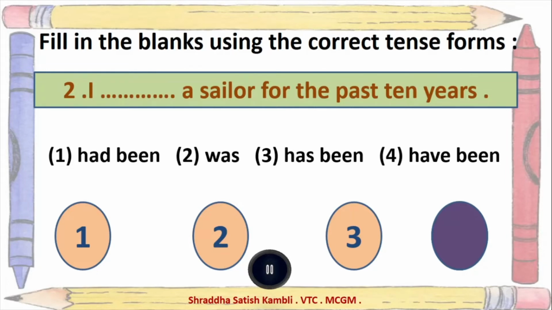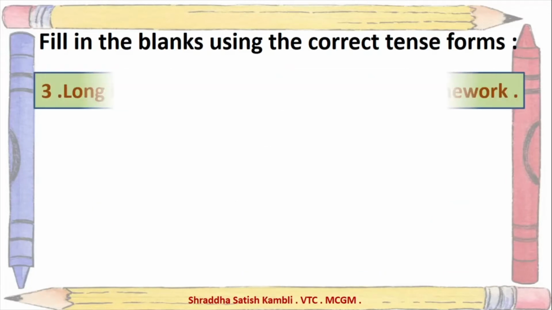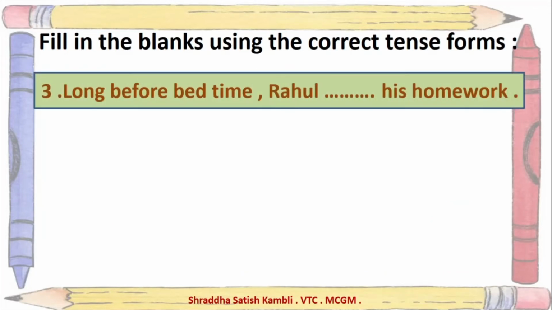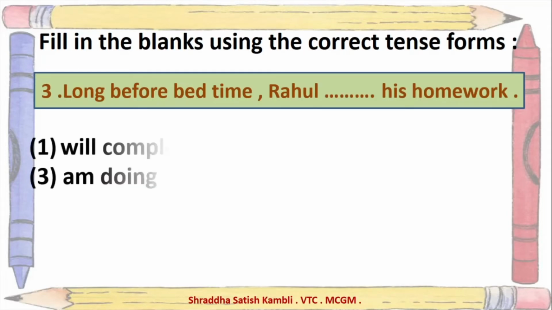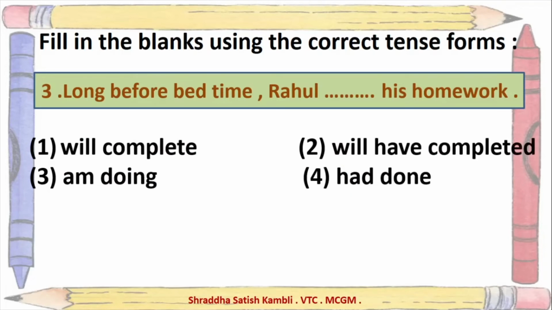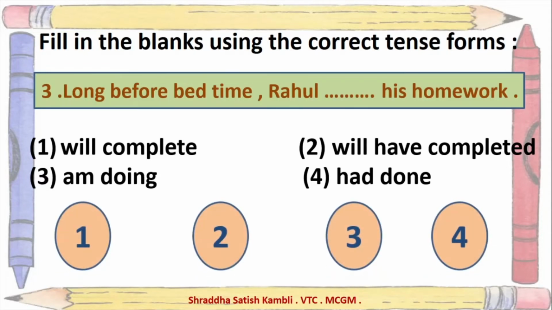Alright. Moving on to the next example. Number 3. Long before bedtime, Rahul dash his homework. Rahul will complete his homework, will have completed his homework. Rahul am doing his homework. Rahul had done his homework. So which one will be the correct answer? Let's start the clock.